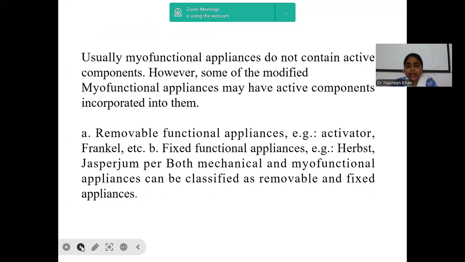Usually, myofunctional appliances do not contain active components. However, some modified myofunctional appliances may have active components incorporated into them. The removable functional appliances are various, for example the activator and Frankel, and the fixed myofunctional appliances are the Herbst and others. Both mechanical and myofunctional appliances can be classified as removable and fixed appliances.